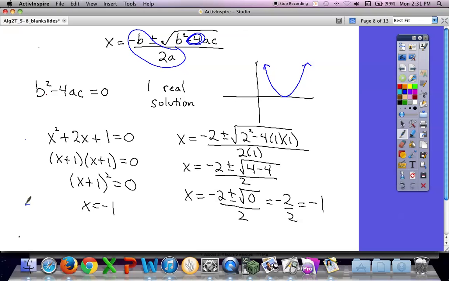I'm taking the square root of 0. So this part right here is negative 1. And it doesn't matter if I add 0 to that or I subtract, I get the same thing. So that's the three possibilities. Greater than 0 means we'll have two real solutions. Less than 0 means we have two imaginary solutions. Equal to 0 means one real solution. And there is no possibility of getting one imaginary solution, right? You could get one real solution, but not one imaginary.